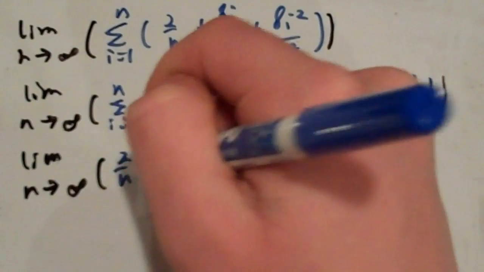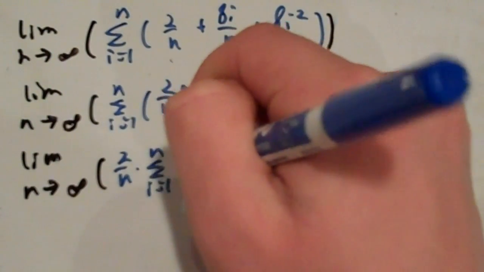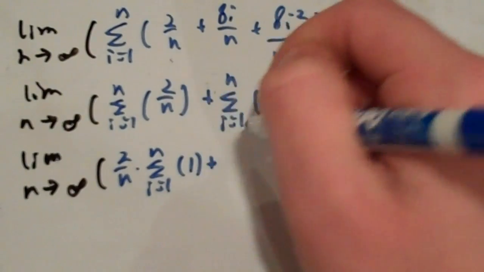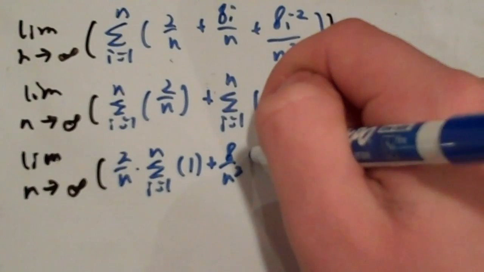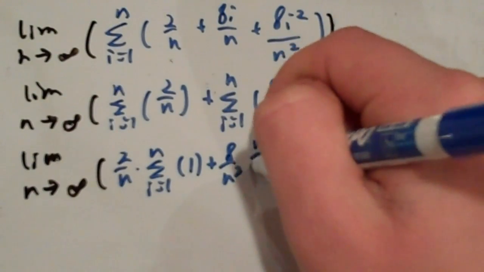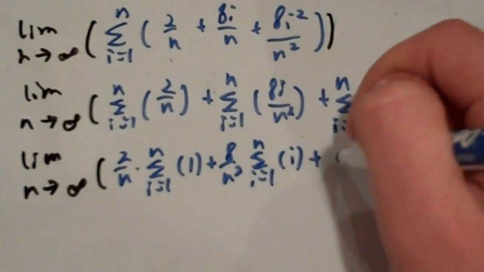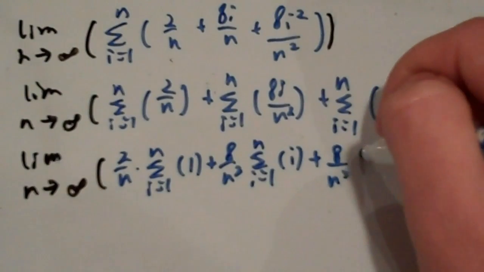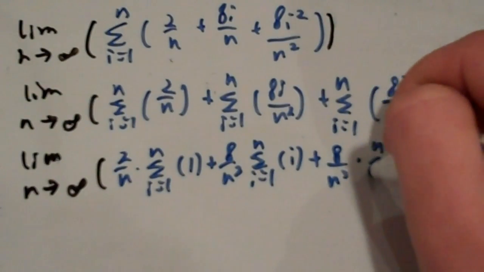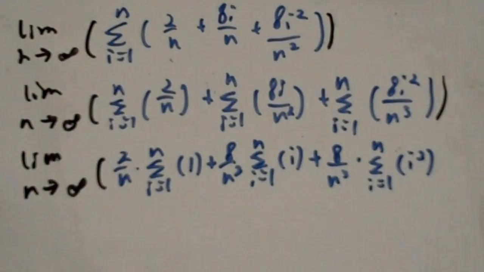So we have 2 over n times this first sum, which just simplifies down to 1. And then we have 8 over n squared times our second sum, which is then just i. And then we have 8 over n cubed times our third sum, which is then i squared.